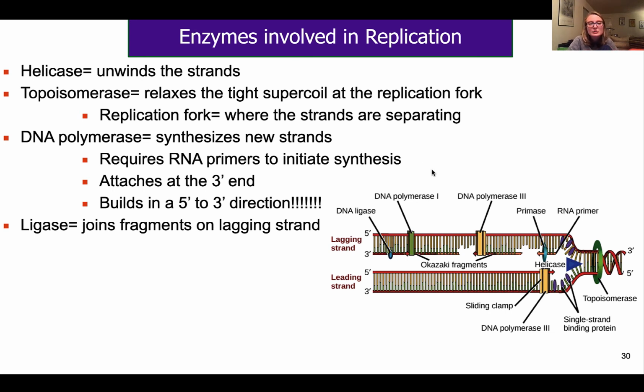Its job is to synthesize new strands. This is the enzyme that builds our newly formed strands based off of the template. We'll talk more about what RNA primers are, but DNA polymerase requires RNA primers to attach to certain parts of the DNA molecule and start the synthesis process. The only place where this DNA polymerase enzyme can attach to the strands is at the 3' end. So from that, we can understand that DNA replication builds in a 5' to 3' direction, going towards the 3' end. And then one more enzyme that I'll mention is ligase. Ligase joins fragments on the lagging strand, which we'll get into later, what lagging and leading really mean.